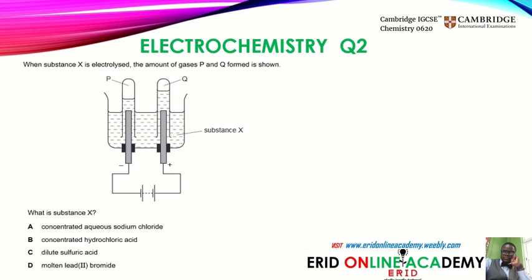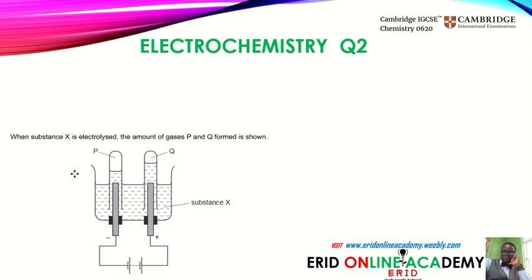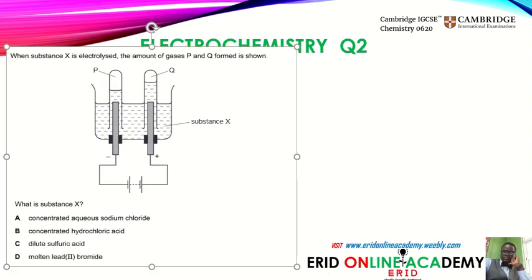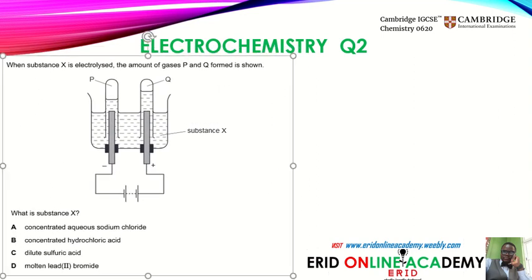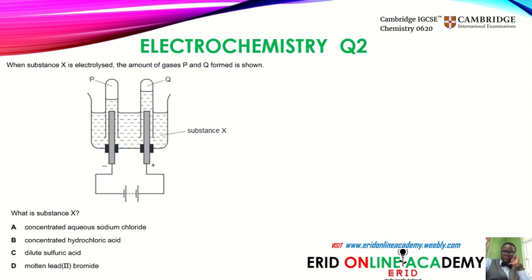Now look at this question. When substance X is electrolyzed, the amount of gases P and Q formed is shown. So this is an electrolytic cell. You can see there an electrolytic cell. Now what is substance X?